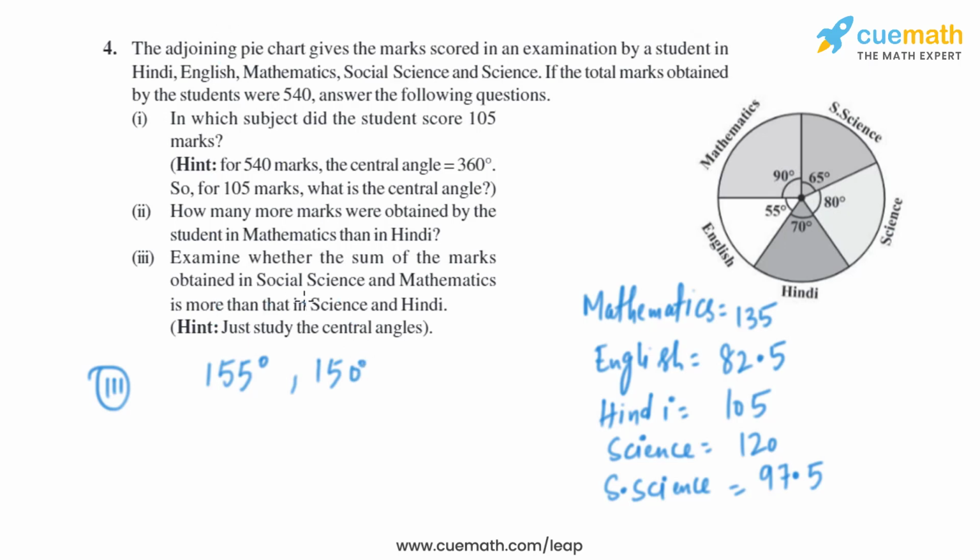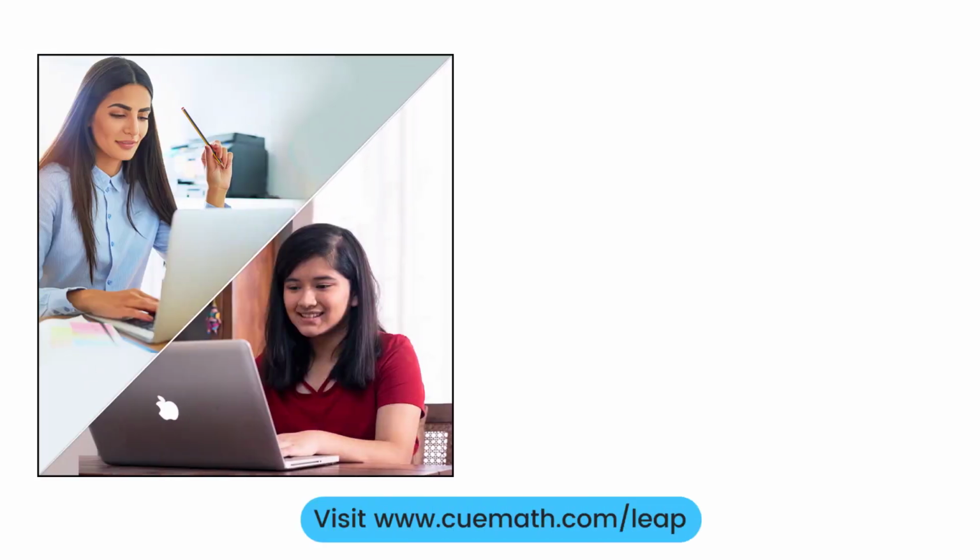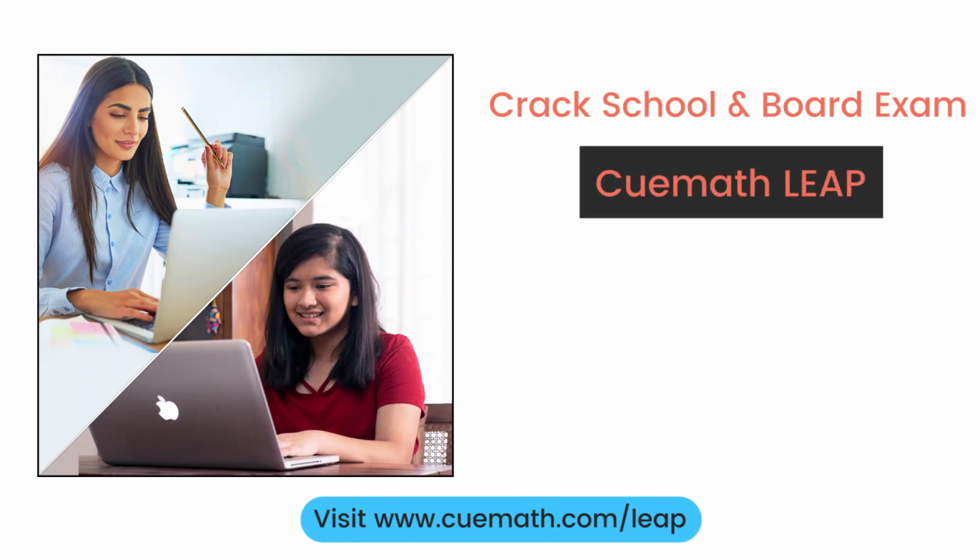So as we can see that the central angle of the sum of social science and mathematics is more than that of science and Hindi. So the sum of the marks that is obtained in social science and mathematics is more than that of science and Hindi.